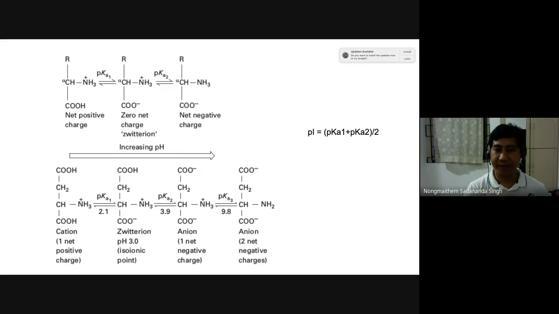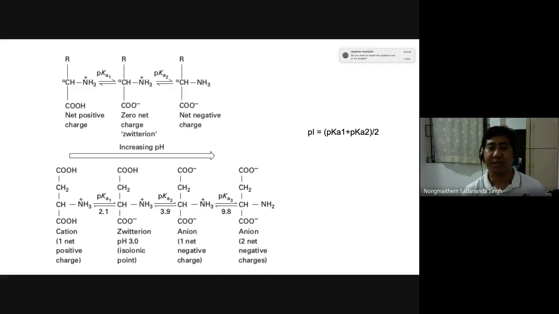So if you have polyaspartate, it is going to be negatively charged at pH 7, and it will be highly negatively charged when you put a pH above 9.8. So you can choose the column you are going to use according to the pH of the protein. So these strategies are very much utilized.